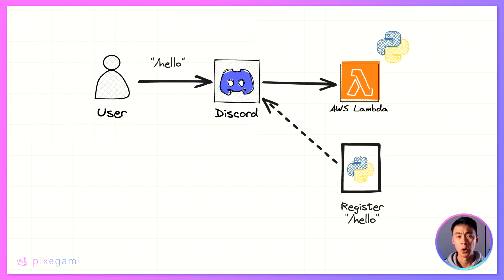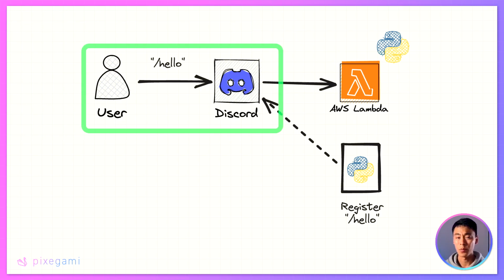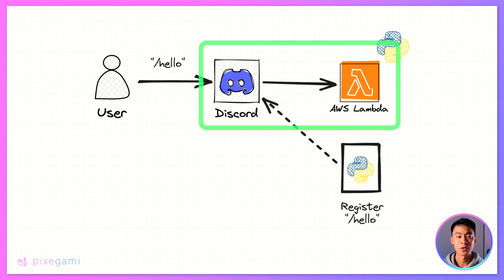Let's start with a quick overview of what we are going to build. We're going to use a Python Flask app as the bot itself. So this is where we will write all of our custom logic for the bot. We will host this app on an AWS Lambda function, and it's going to have a public API endpoint. When someone uses a command on Discord, like this hello command, Discord will send that to our API, and our Python app can do something with it and send back a response.